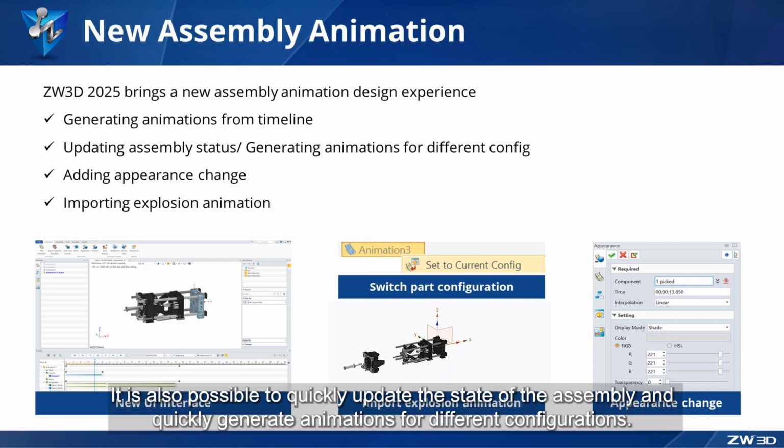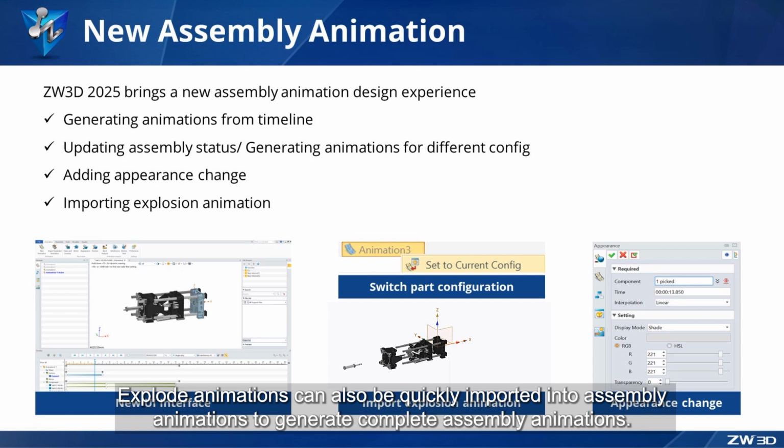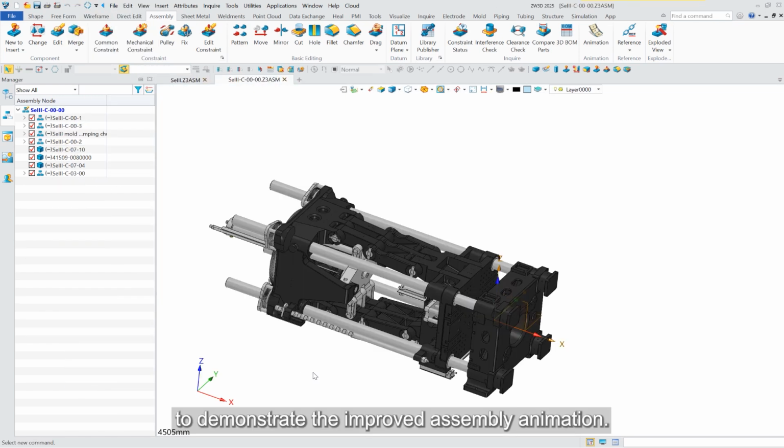It is also possible to quickly update the state of the assembly and quickly generate animations for different configurations. Explode animations can also be quickly imported into assembly animations to generate complete assembly animations. Next, we use the push-out mechanism of the injection molding machine model to demonstrate the improved assembly animation.